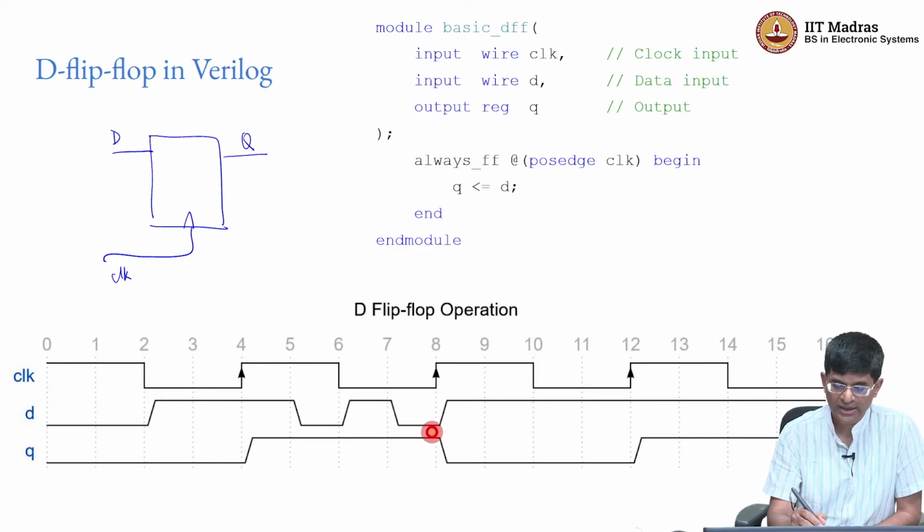So what should I do? I need to make the value of Q low. Now, it turns out that immediately after that, D became high. But the point is that is after this clock edge. At this time instant, I actually end up seeing 0, and therefore that is what comes through here.